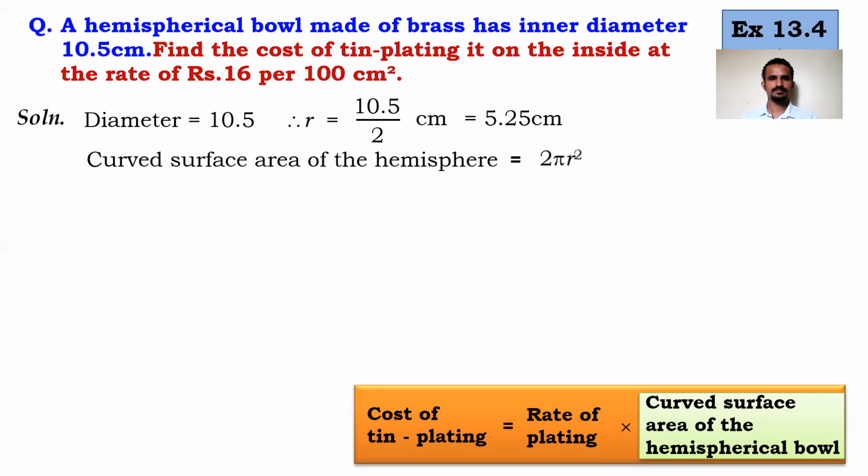Curved surface area of the hemisphere is equal to 2 pi r square. And therefore, I want all of you to do this calculation. It is 2 multiplied by 22/7, radius is 5.25 into 5.25. I'm giving you a minute. Just do this calculation.